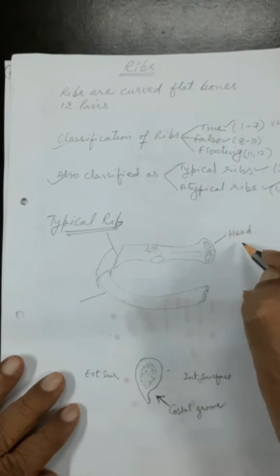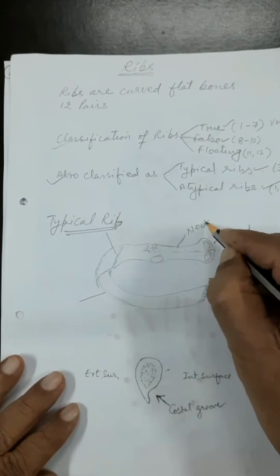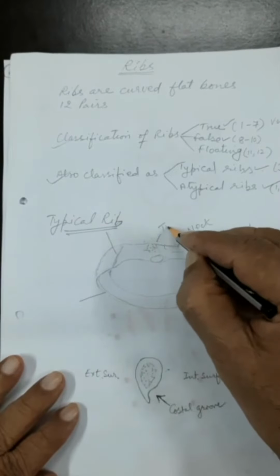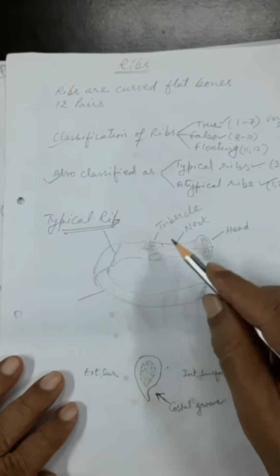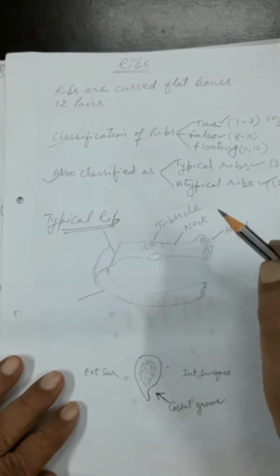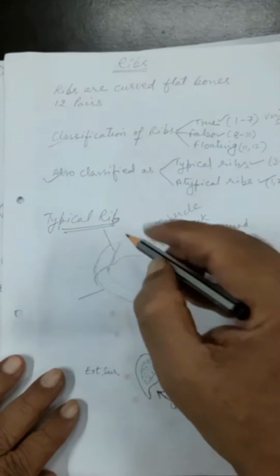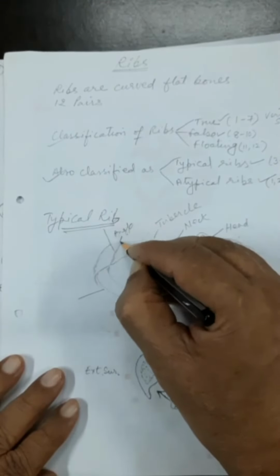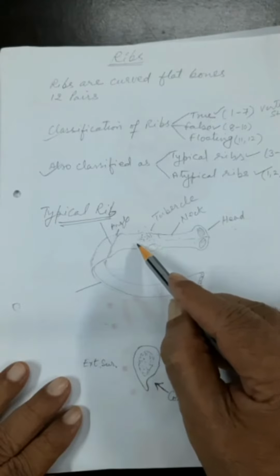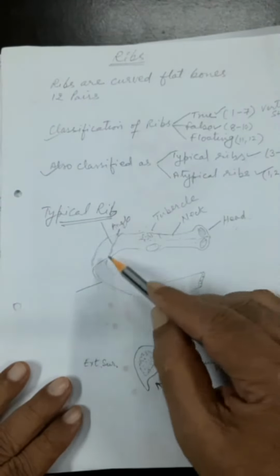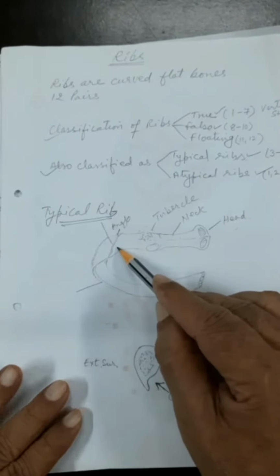That means it is the posterior end. The head is the posterior end of the rib. This is the neck, and this part is called the tubercle. So head, neck and tubercle, collectively you can call this the posterior end of the rib. Then this goes more laterally, and then suddenly it bends, and this is called the angle of the rib. Beyond this tubercle part, the whole thing is called the shaft or the body of the rib, in which this angle is located just lateral to the tubercle.